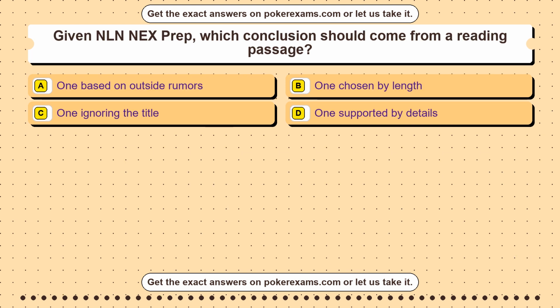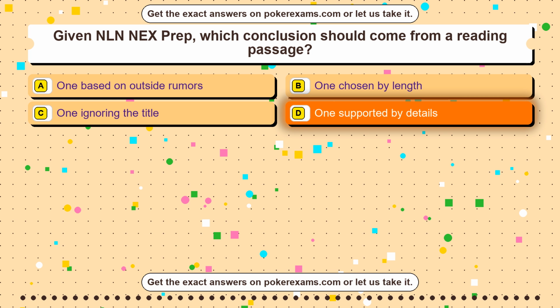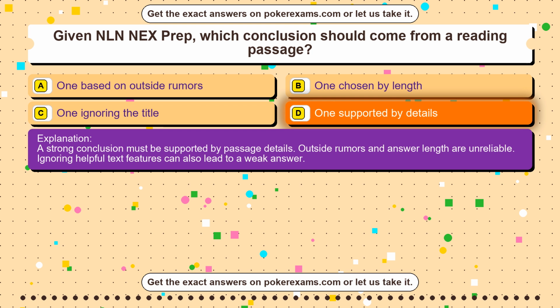Question 38. Given NLN NEX Prep, which conclusion should come from a reading passage? Option A. One based on outside rumors. Option B. One chosen by length. Option C. One ignoring the title. Option D. One supported by details. The correct answer is option D. One supported by details. A strong conclusion must be supported by passage details. Outside rumors and answer length are unreliable. Ignoring helpful text features can also lead to a weak answer.